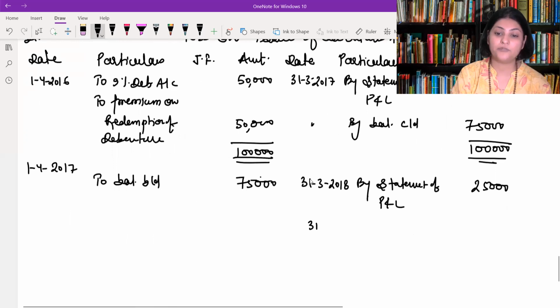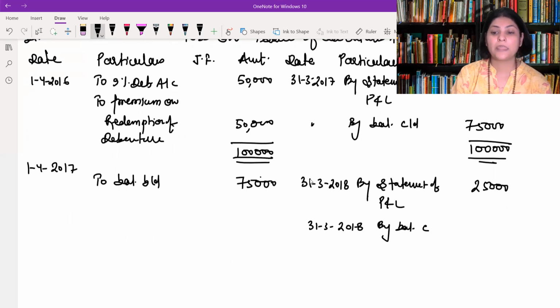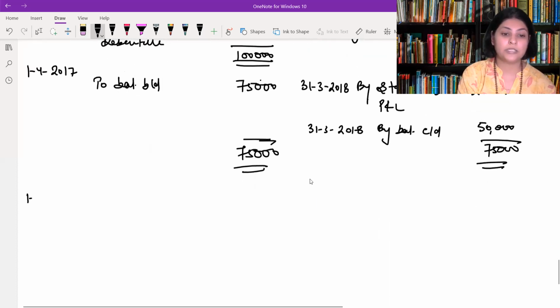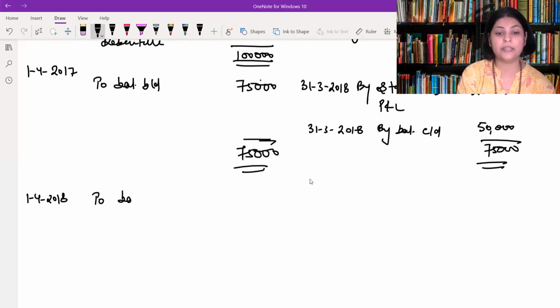Again, on the same date we are going to write down the balance of loss on issue of debenture. So over here I will write balance carried down, and this time my balance will be left 50,000 rupees in the loss on issue of debenture account, and I will close the account over here. I have to make this account for 3 years, so I will again make it for the 3rd year, and on the 3rd year my account will start from 1st April 2018. Over here I am going to write to balance brought down, and my balance brought down will be 50,000 rupees.